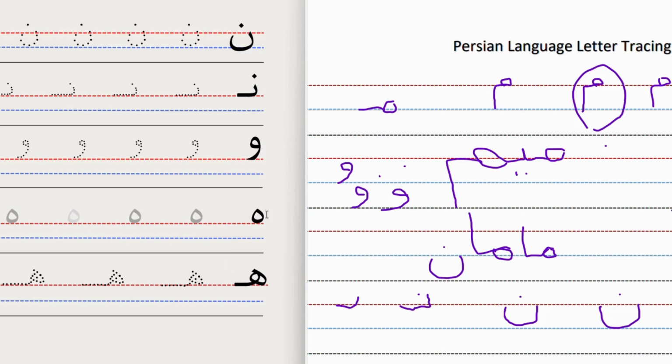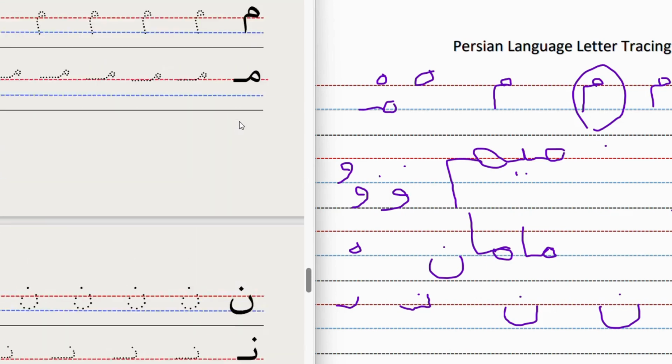The next letter is the he sound, like hot. It is like forming a circle again, but a little curvy one. A little curvy one, okay? If you follow the examples here, you can do it perfectly. So I'll keep it up to here.